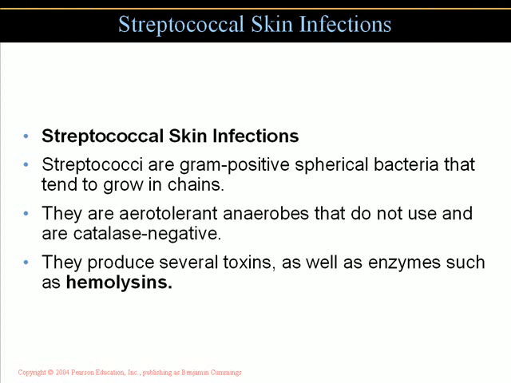Streptococcus are gram-positive spherical bacteria that tend to grow in chains. They are aerotolerant anaerobes, and they are catalase negative.